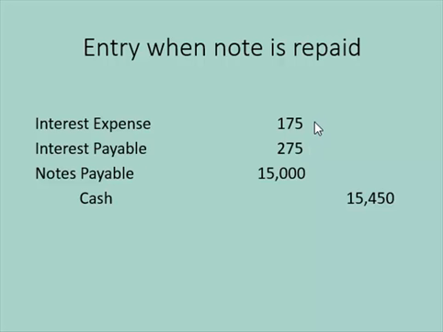And then finally, we'll have a debit to interest expense for $175, and that's the amount of interest expense that we incurred from January 1 of this new fiscal year to February 4th, the due date of the note payable.